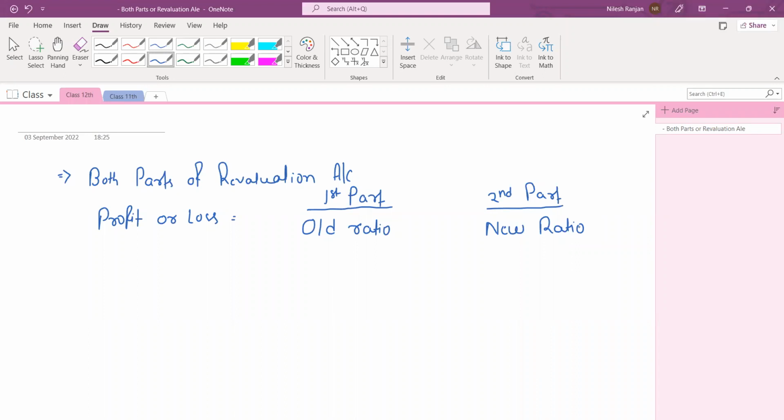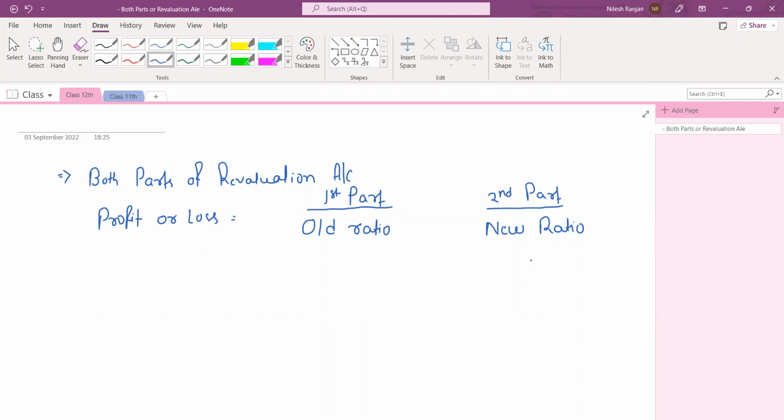Yes, sir. Is that clear to you? Yes, sir. Let's take an example to understand this better. Because I think you have prepared the revaluation account by yourself from your books. Sir, have you prepared the questions of revaluation account? Yes, sir. Some of them. Okay, so now you understand the revaluation account clearly.